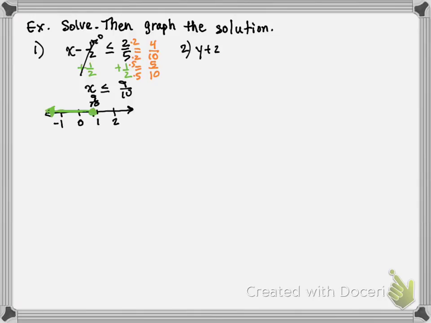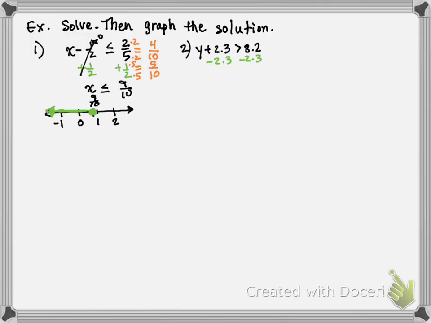y + 2.3 > 8.2. Now this one's a little simpler because decimals don't have to have a common denominator. All you need to do with decimals is make sure you line up the decimal points when you add or subtract. So the inverse of adding 2.3 would be subtracting 2.3. So we're going to do that to both sides.